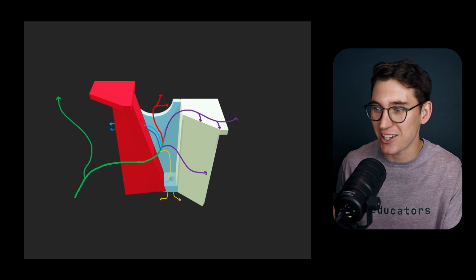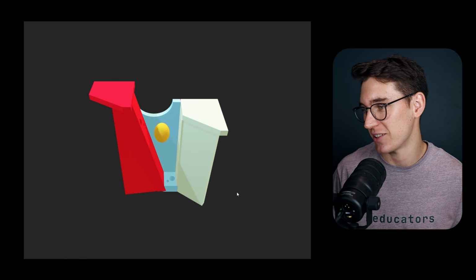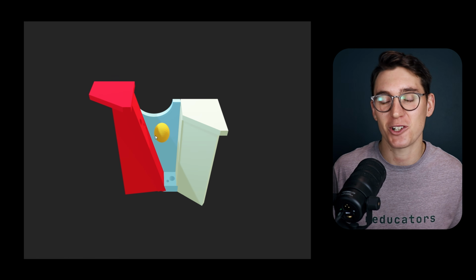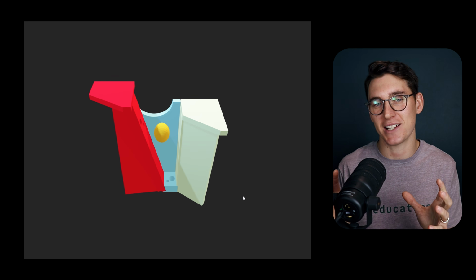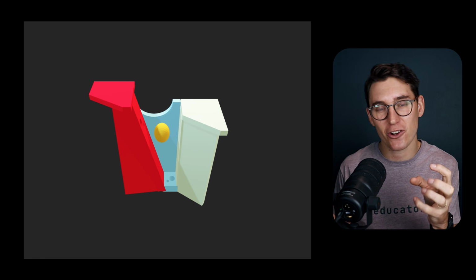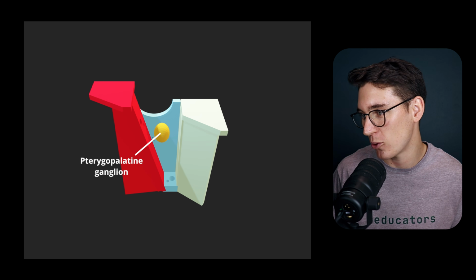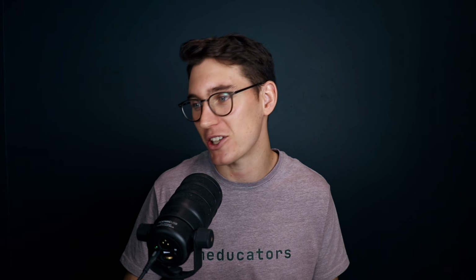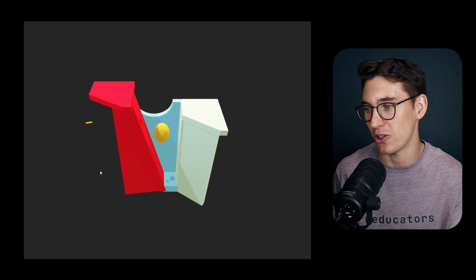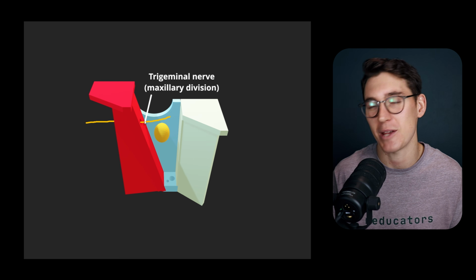We've still got to consider the nerves that travel through the pterygopalatine fossa. Now you may have noticed I've included a separate structure within the pterygopalatine fossa. This is what's known as a pterygopalatine ganglion, and that's going to become important later when we look at parasympathetic supply to the structures of the face. Now the main nerve that's passing into the pterygopalatine fossa is the maxillary division of the trigeminal nerve. We know that passes through the foramen rotundum.